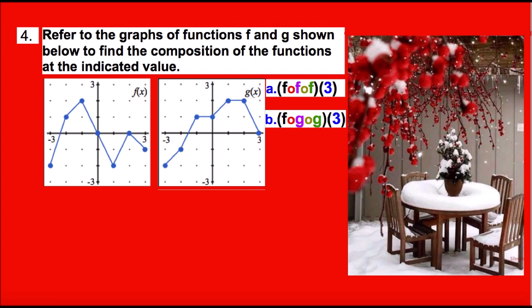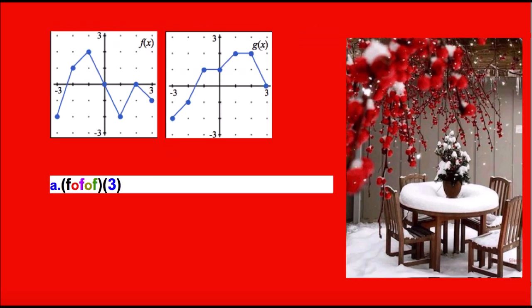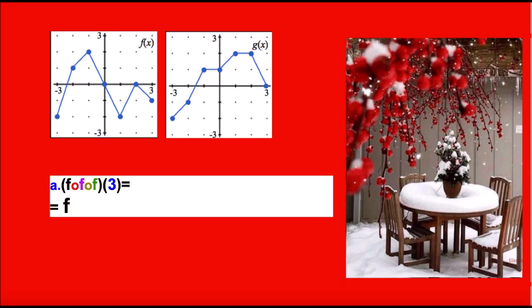Refer to the graphs of functions f and g shown below to find the composition of the functions at the indicated value. A, f composed with f of 3. This is equal to f of f of f, finally 3.